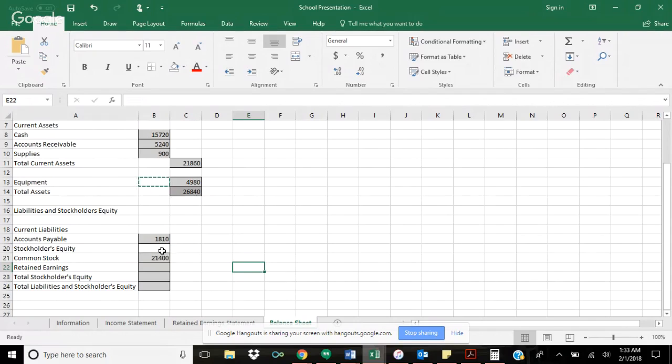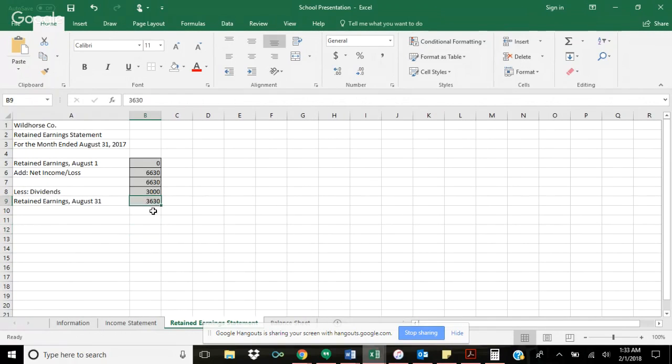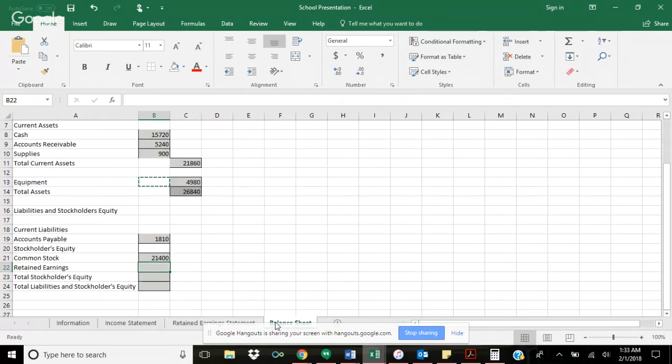Okay, so from there, we do know the retained earnings portion, and the retained earnings portion is the same answer that we got here, which is the $3,630. And from there, we can take the stockholders' equity, which includes the common stock and the retained earnings, in order to get a total stockholders' equity. By adding these two pieces of information, the common stock and retained earnings, we get an answer of $25,030.